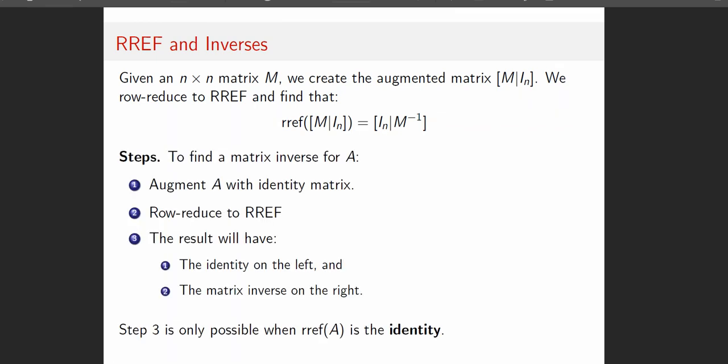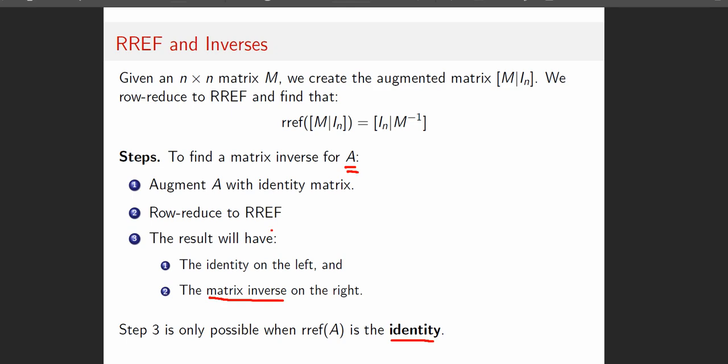So the steps to find an inverse matrix: I augment. It has to be a square matrix, so before I even try to find an inverse, A has to be square. Whatever size it is, if it's 5 by 5, I get the 5 by 5 identity matrix, which we call I sub 5. Then I row reduce that augmented matrix to RREF. If it's possible, on the left-hand side it row reduces to the identity matrix, and what's left on the right is the matrix inverse for A.